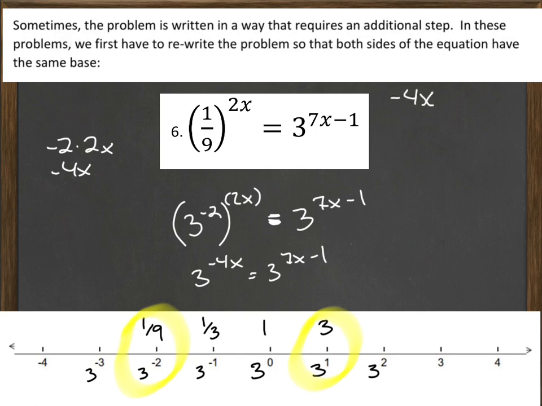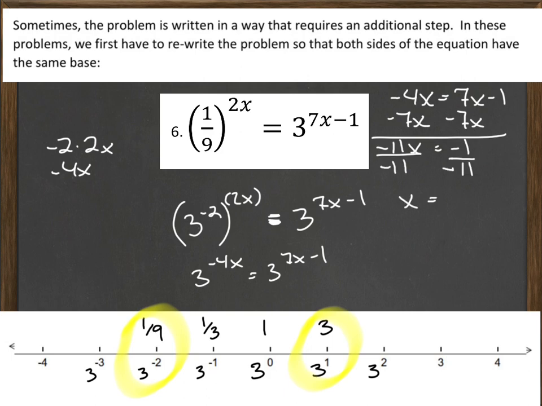So I have negative 4x equals 7x minus 1. Going to subtract 7x from both sides. It gives me negative 11x equals negative 1. I'm going to divide both sides by negative 11. So I get x is equal to positive 1 over 11.